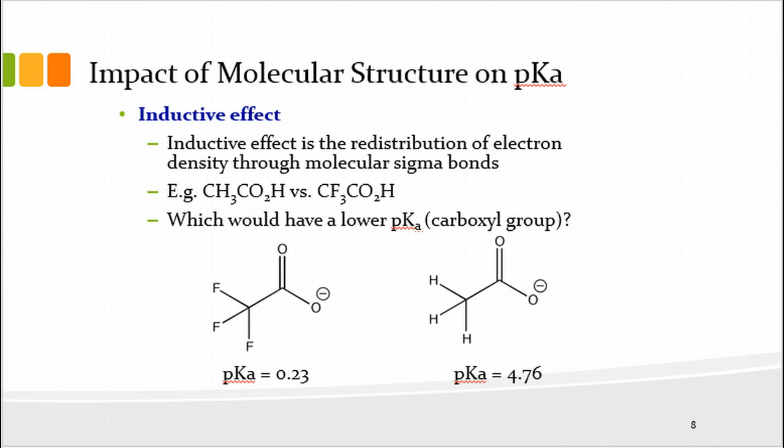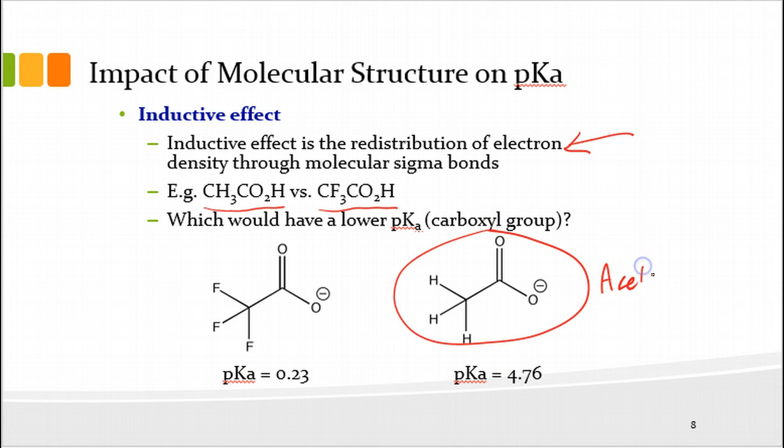And that gets to the second structural effect, and that's the inductive effect, and we're almost done here. Inductive effect is the redistribution of electron density through molecular sigma bonds. So an example would be if you had CH3COOH, acetic acid, versus CF3COOH. Let's look at those two species. The one on the right is acetate, right? It's acetic acid that's lost a proton.